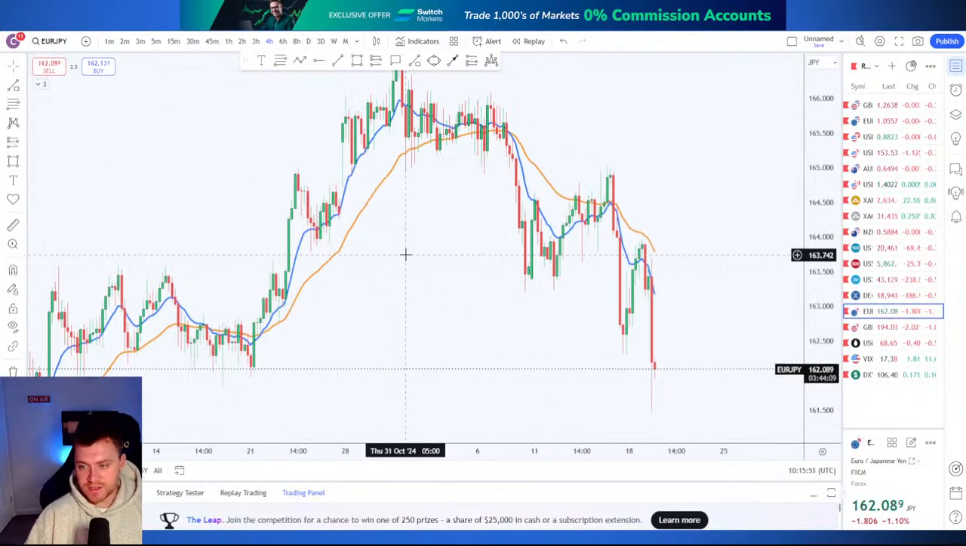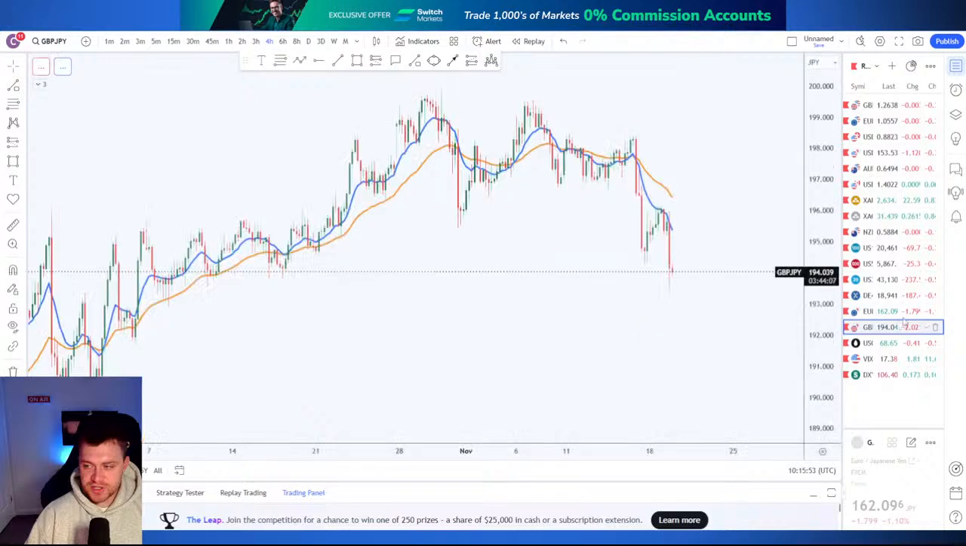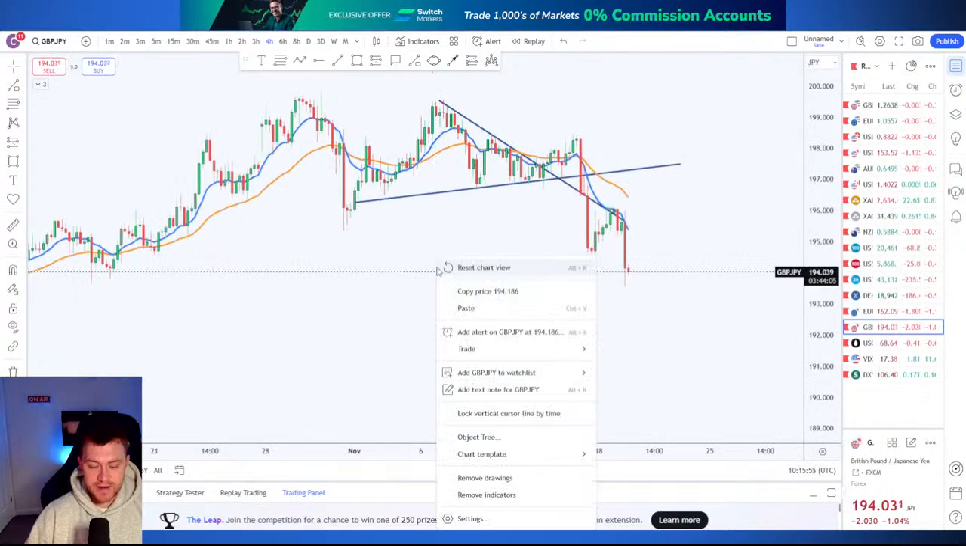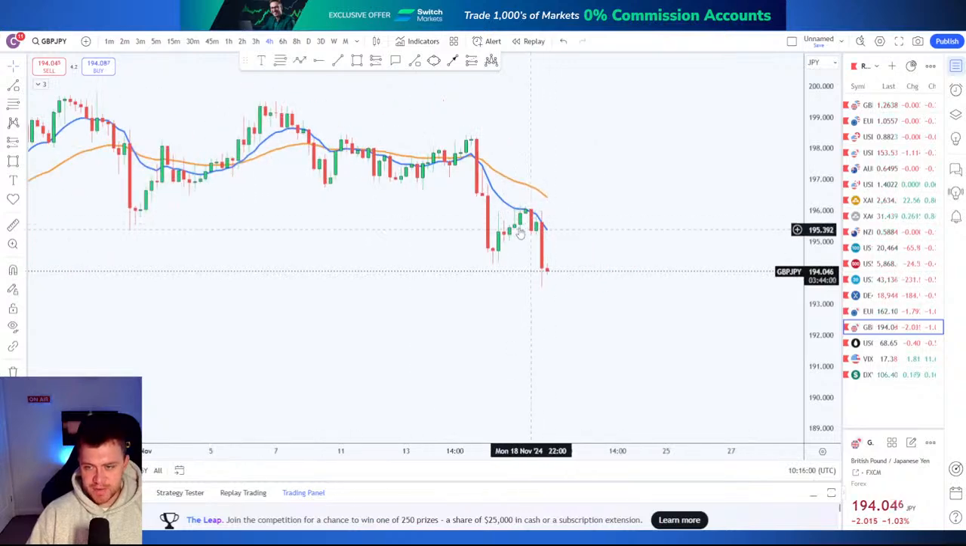Yes, this was the one that I wanted to look at as well. I'm just seeing signs on the Japanese yen pairs. Here it is. Just seeing signs on the Japanese yen pairs. It was just getting that bearish crossover.